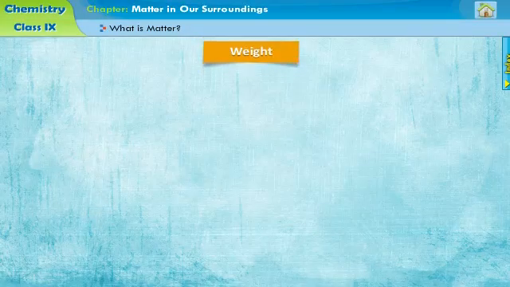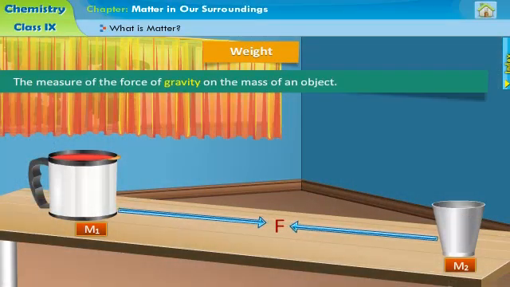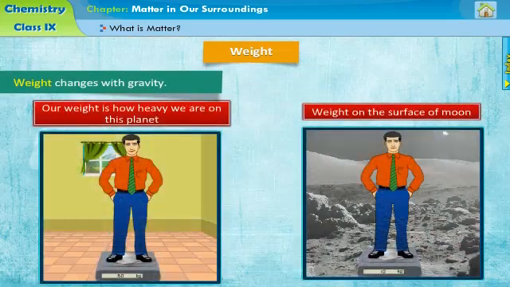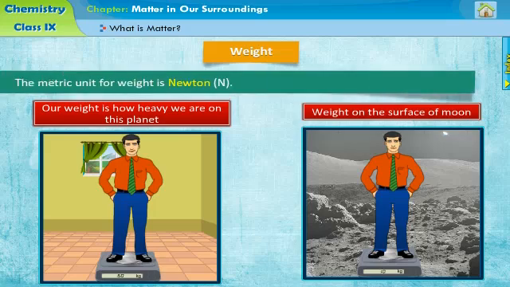Let's understand weight. The measure of the force of gravity on the mass of an object. Weight changes with gravity. Our weight is how heavy we are on this planet. Weight on the surface of Moon. The metric unit for weight is Newton, N.